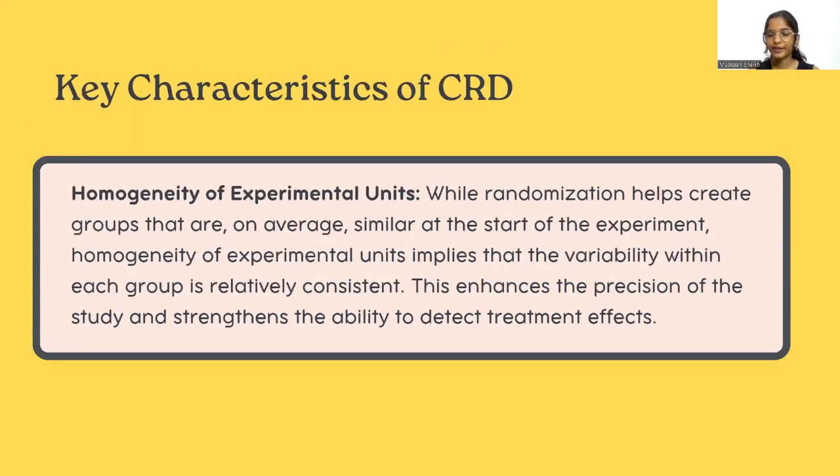Homogeneity of experimental units. While randomization helps create groups that are on average similar at the start of the experiment, homogeneity of experimental units implies that the variability within each group is relatively consistent. This enhances the precision of the study and strengthens the ability to detect treatment effects.